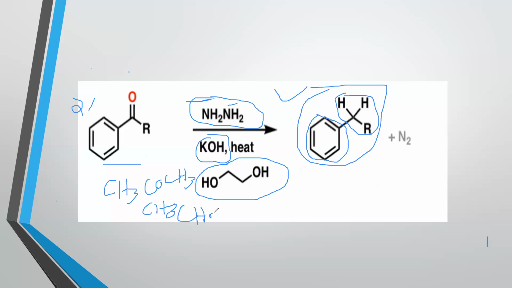So you have to look at it in general. This is the general reaction. The R group can be any group, benzene, methyl, ethyl, anything is possible. But mainly you have to see the reagents, hydrazine and the rest, and it will form an alkane. So this is the Wolff-Kishner reduction.